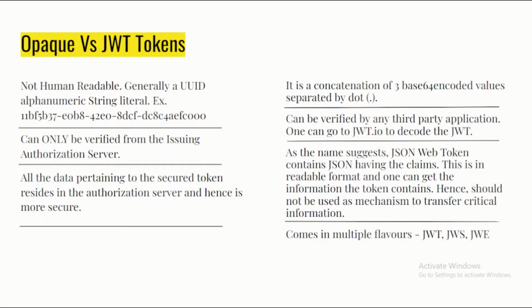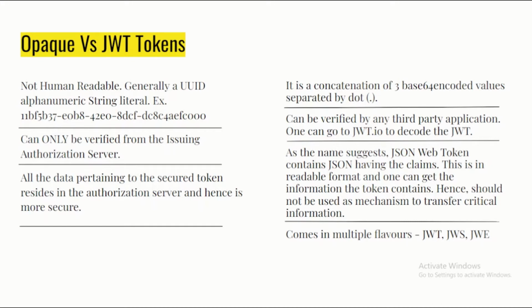If we see opaque versus JWT tokens, opaque is not human readable. You can't get any information. It's just a UUID or an alphanumeric string. It can only be verified by the issuing authorization server, because in the backend it is mapped to the attributes behind this token. So only the server can tell you about this. All the data pertaining to this token resides in the authorization server, and hence it is more secure, because you can't tell what information this token contains.